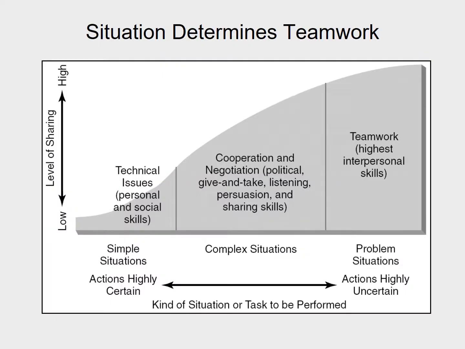So a way to conceptualize what type of problems are involved with teamwork interventions, we really want to, again, think about this conceptually. One of the things is that there's two factors that we can use to determine what kind of problems may be occurring in a team: the level of sharing required for the task and the complexity of the situation. So basically, in simple situations, actions are fairly highly certain, and thereby the need for communication is fairly low. And if there are problems occurring at this level, they're usually technical issues.